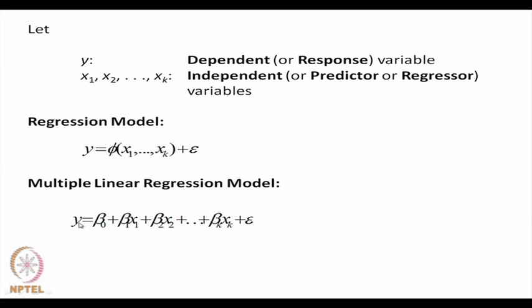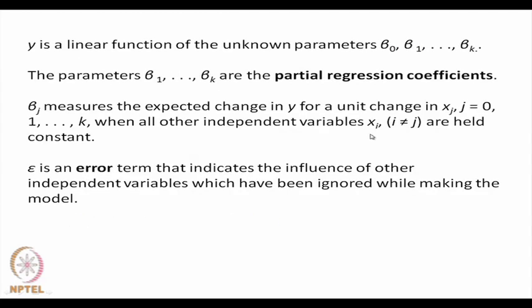and y is the value of the dependent variable. Betas are called the partial regression coefficients. They measure the expected change in y for a unit change in x j when all other variables are held constant. And epsilon is an error term that indicates the influence of other independent variables that have been ignored while making the model.